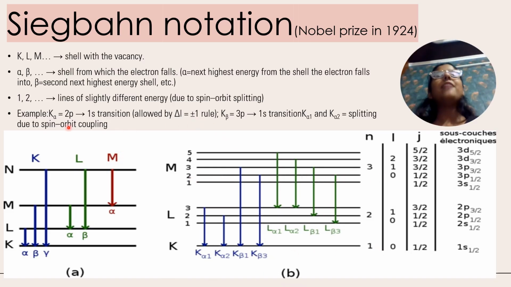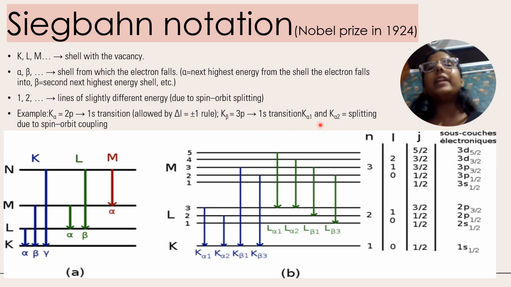So from K alpha we have concluded that the transition is taking place between 2p and 1s, and K beta gives us the information that the transition is taking place from 3p to 1s, which gives rise to the characteristic radiation of X-ray.